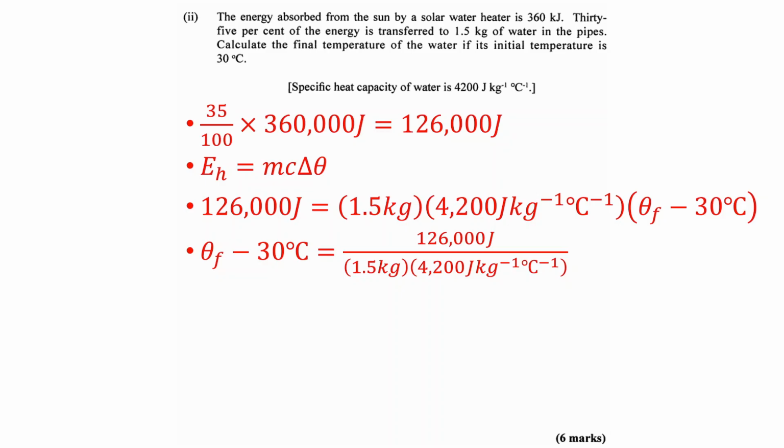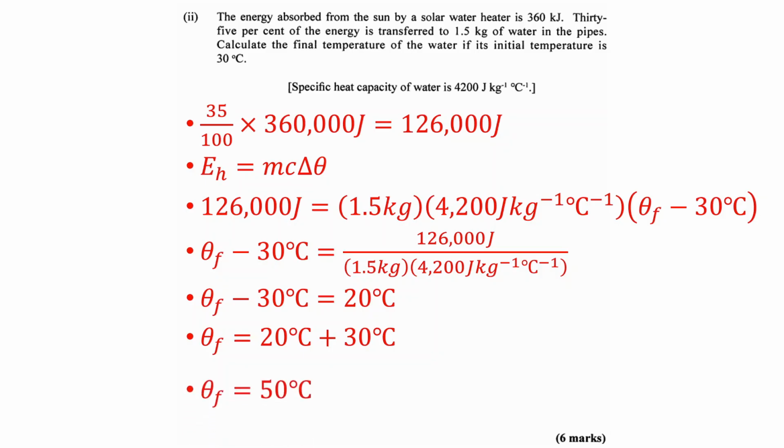Joules will cancel out, kilograms and per kilograms cancel out, and this will give me 20 degrees Celsius when I work it out. So when I transpose, the final temperature will be 20 degrees Celsius plus 30 degrees Celsius, which gives me a final temperature of 50 degrees Celsius.